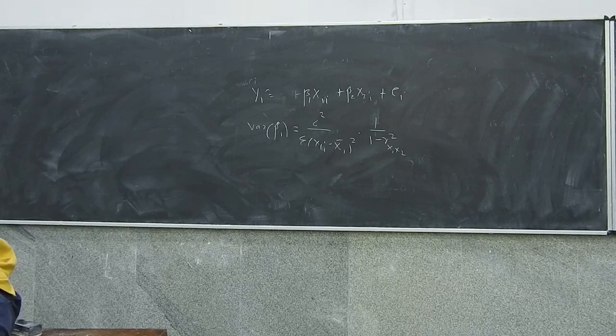You see the dilemma, right? If I include x2, I increase the variance of beta hat 1. If I exclude x2, then the variance of beta hat 1 is not high, but the estimators could be biased and inconsistent.